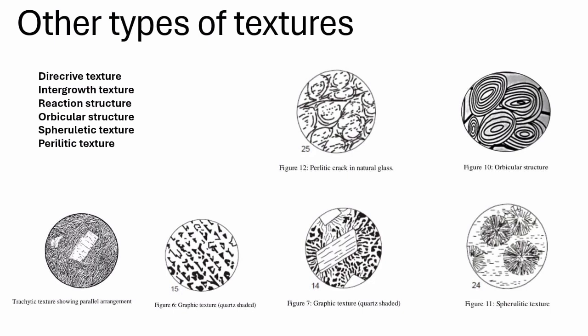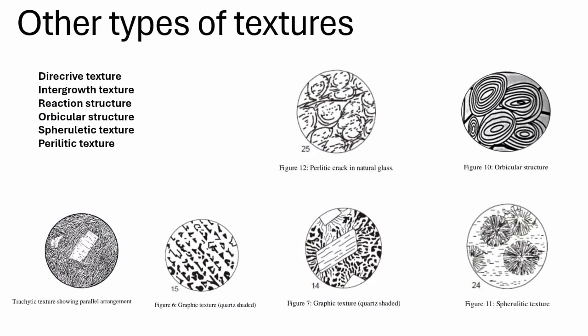And then comes the myrmekitic texture. It is an intergrowth between quartz and plagioclase feldspar. Here, quartz plagioclase intergrowths are commonly found to be in contact with potash feldspar. And then comes the exsolution texture. Here, it is an intergrowth of two minerals formed by exsolution.